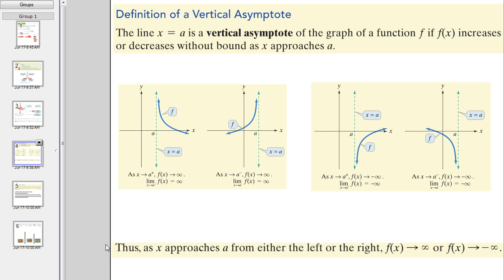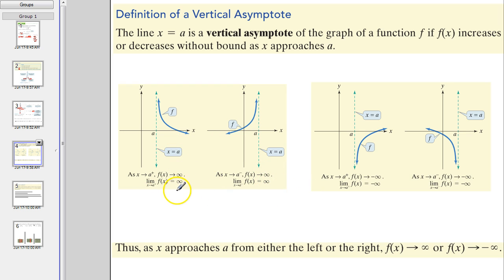Now you use arrow notation a lot in calculus. You'll get to see it a lot in calculus, but here we typically only use it briefly just to talk about asymptotes. So a vertical asymptote is a vertical line, okay, x equals a. That's a vertical asymptote if, as x approaches a from the left or the right, the graph itself takes off towards infinity or it takes off towards negative infinity.